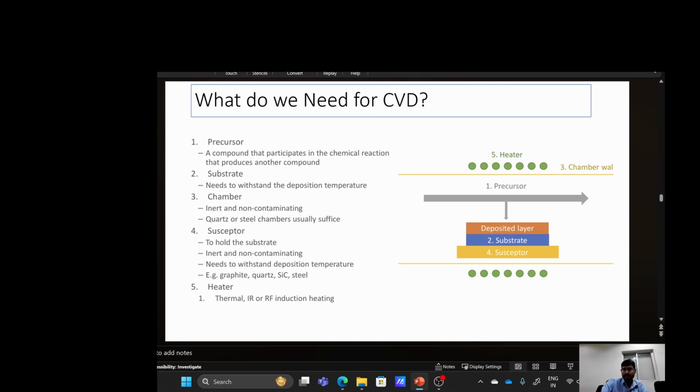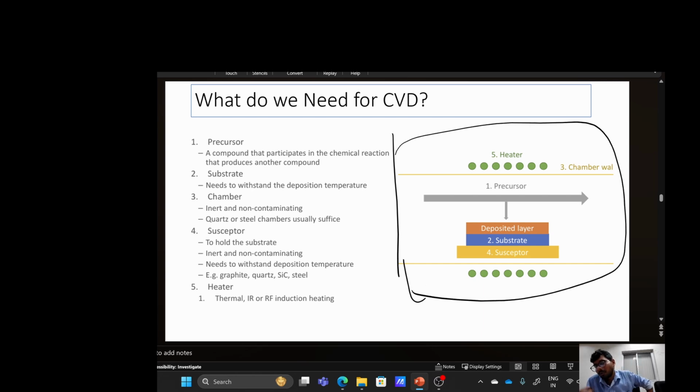For a CVD, what are the things that we need? Initially, that is the precursor. If you are depositing any kind of material, say silicon, there should be a silicon-containing material that can flow through this. That precursor, I think, will come in the next slide.